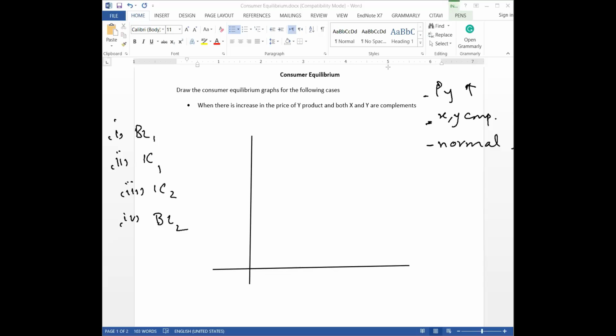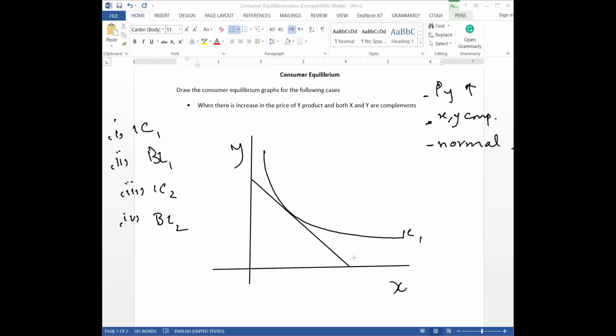So now we have this is x-axis, this is y-axis. We have an indifference curve. So let me change the order again. You have to draw IC1, then BL1. If you draw the indifference curve first, they look cleaner and smoother. Otherwise, it will look like they are drawn by force, and it's not neat.